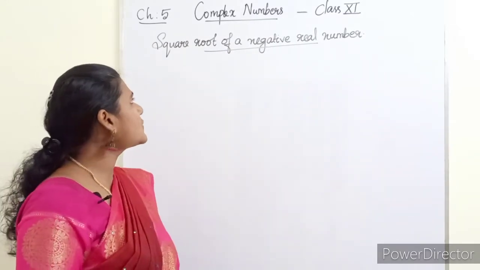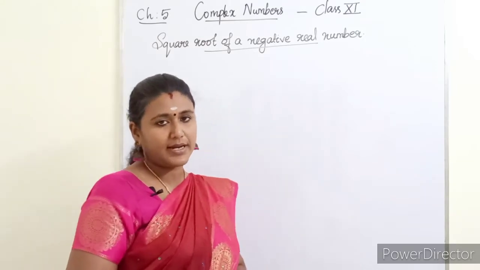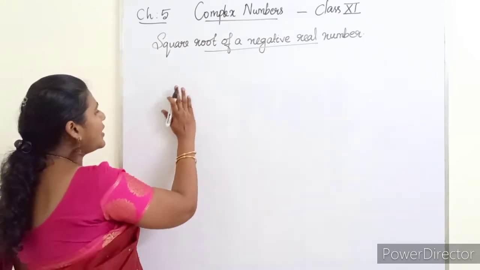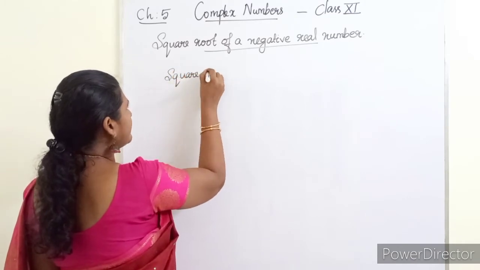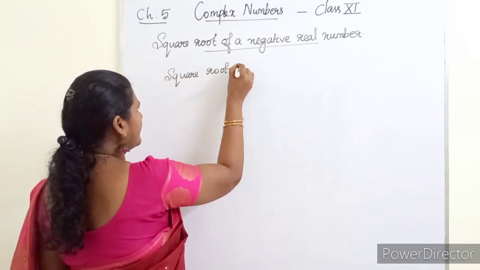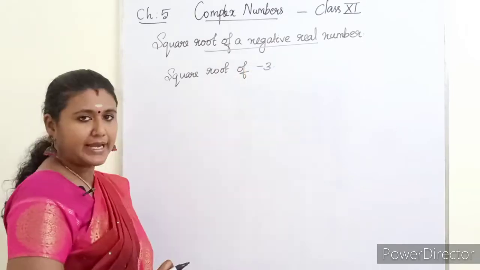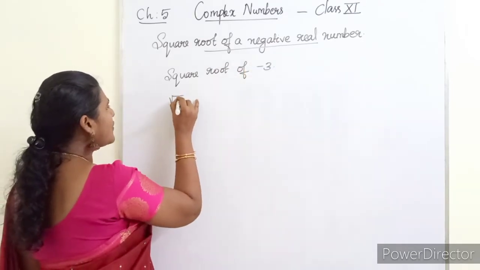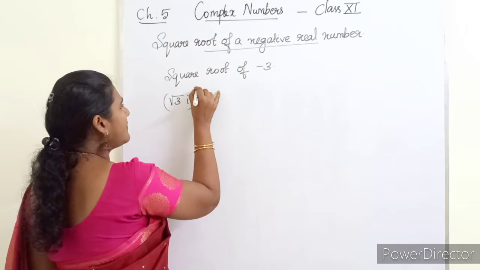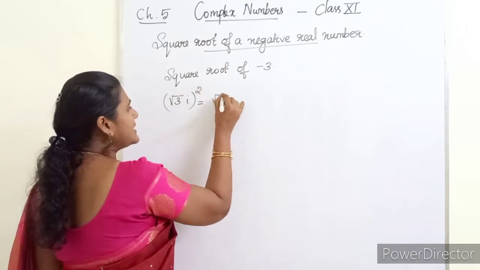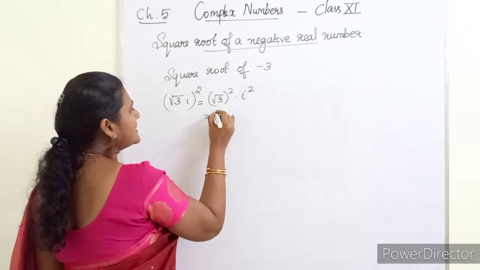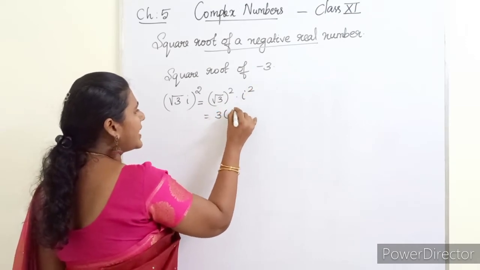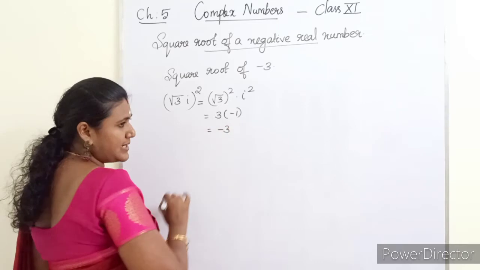Now we will see the square root of a negative real number. So what is the square root of minus 3? First we will take root 3 i, its square we will calculate. That is root 3 square into i square. Root 3 square is 3. i square is minus 1. So the answer is minus 3.